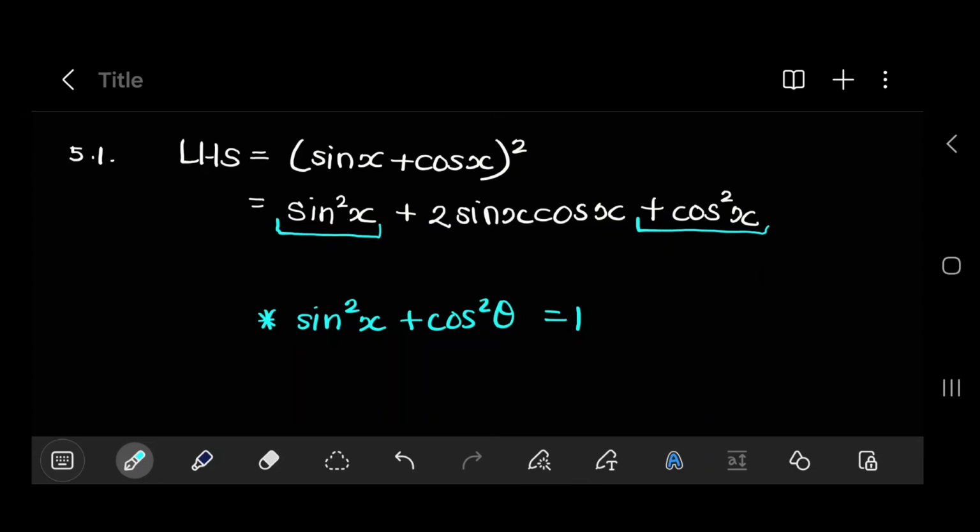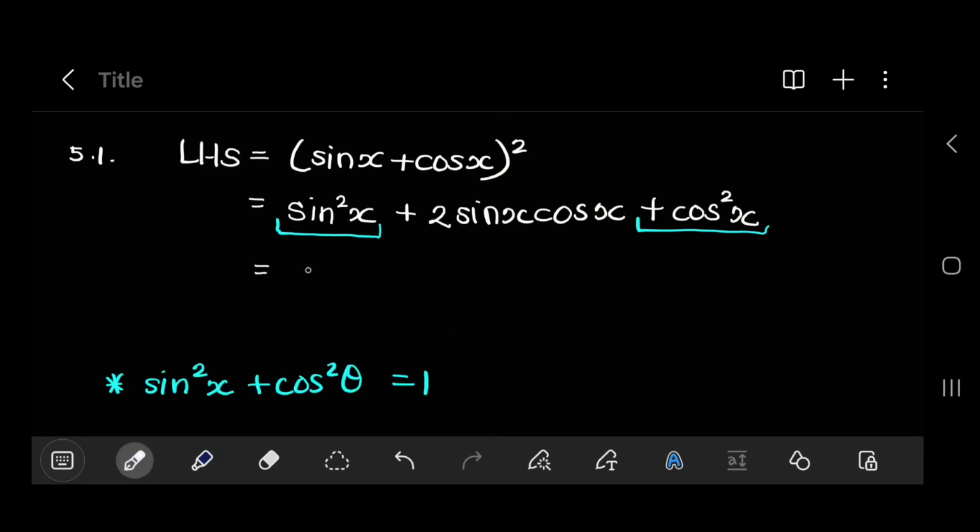Now also take note that these terms in the identity do not necessarily need to be next to each other. They can even have something in between them, like what we have here. But when we gather them, they give us the identity. So it is equal to 1. So replacing those two terms with 1, we have 1 plus 2 sine x cos x, and that is actually equal to the right-hand side. So we say equals the right-hand side, and we are done.